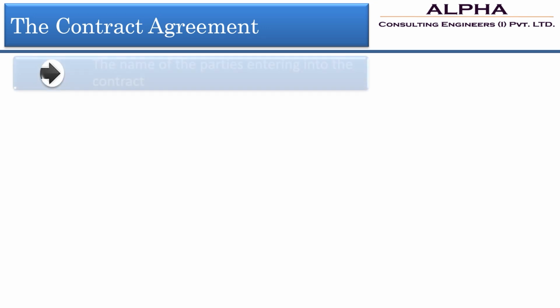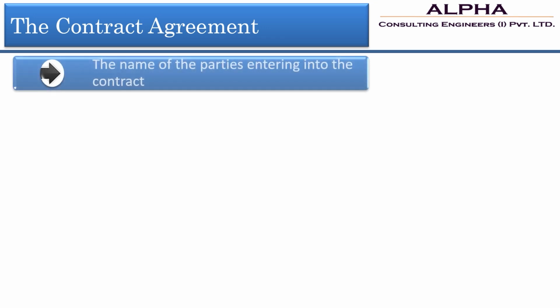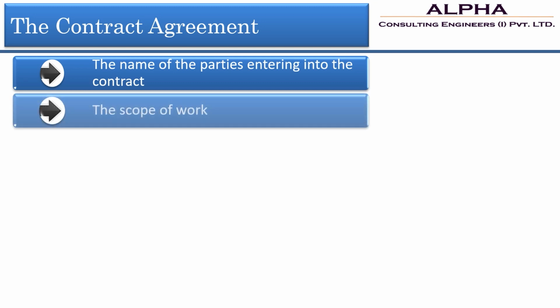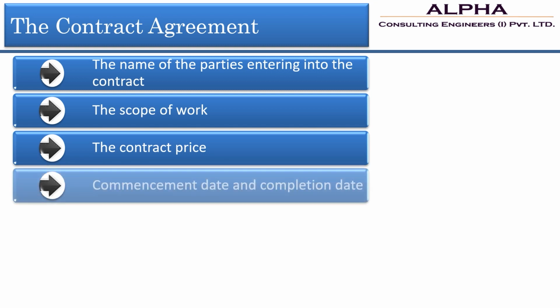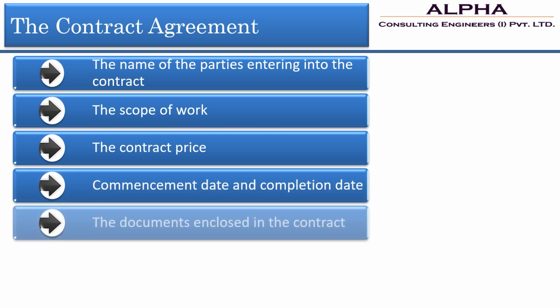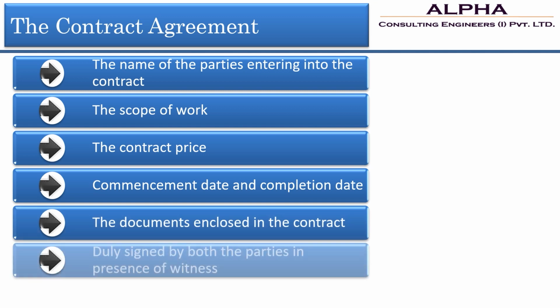The next component is the contract agreement. It is a documented agreement which mentions the names of the parties who are entering into the contract, like the name of the employer, name of the contractor, and the date on which the agreement is being made, the scope of work, the consideration or the price of the contract, the total contract value. Next are the commencement date and the completion date. The documents enclosed in the contract are listed in the article of agreement, and it should be duly signed by both the parties in the presence of a witness.